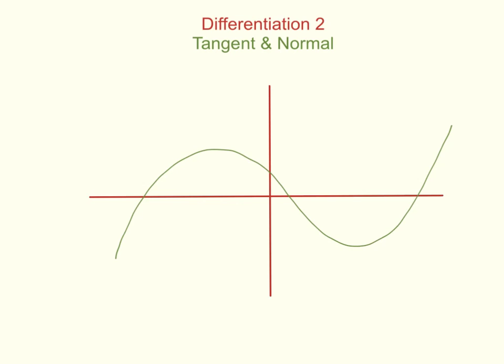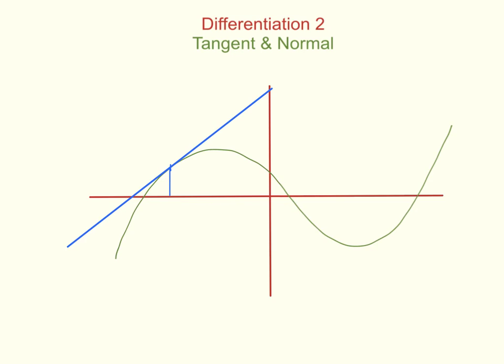So for example, if I want to know what the equation of the tangent is at this point on my curve, what we would normally do is draw a tangent at that point, something like so. Just fix this in place. So we'll draw a tangent at this point on the curve, and then we'll find the equation of that tangent.